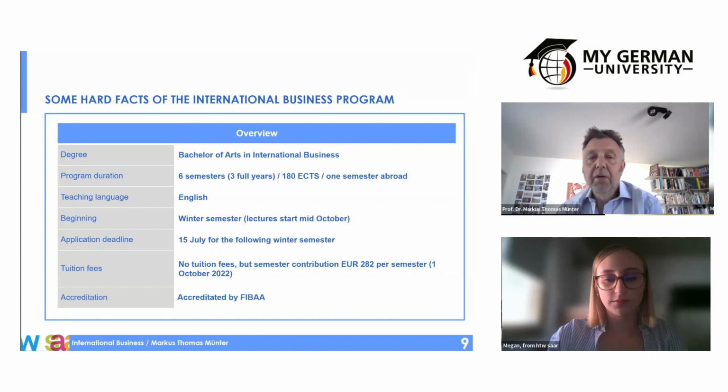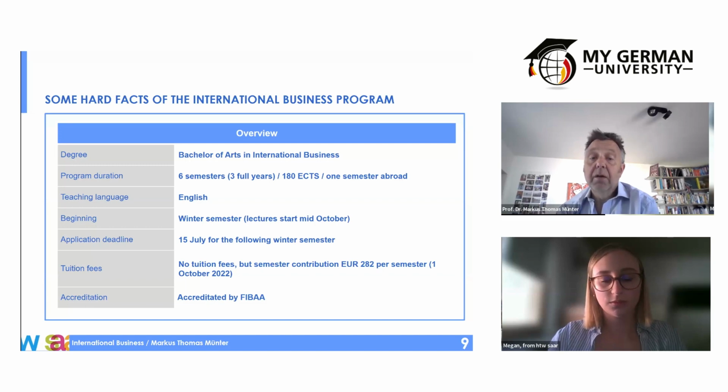So a couple of more details regarding the International Business Program. It's a Bachelor of Arts, so not of Science, but of Arts. And the full duration is 3 years, so that's 6 semesters. You will definitely spend 1 semester abroad. We'll show you a picture of the countries in a minute. The whole program is in English, so all the teaching, lecturing, everything that you do will be in English.